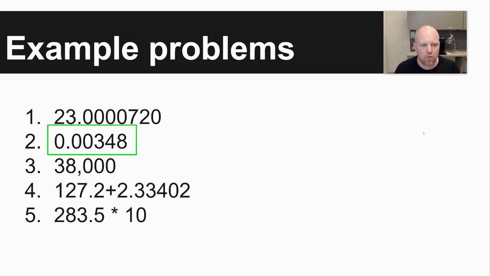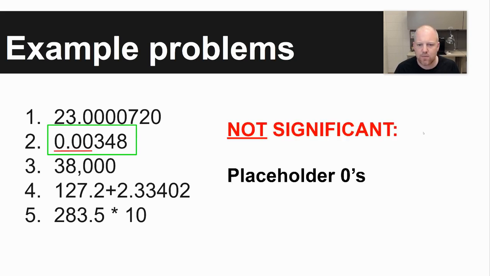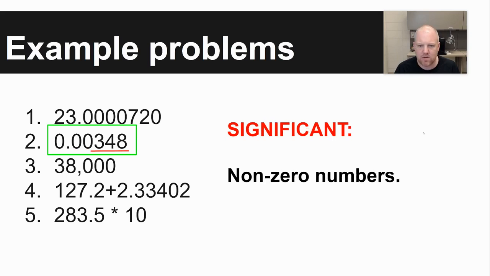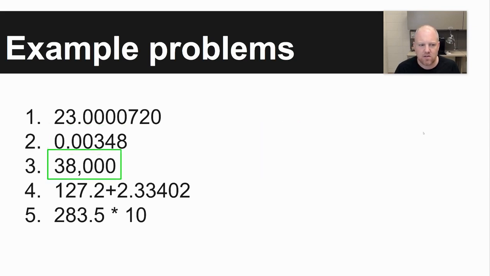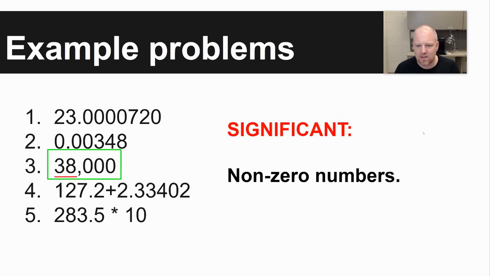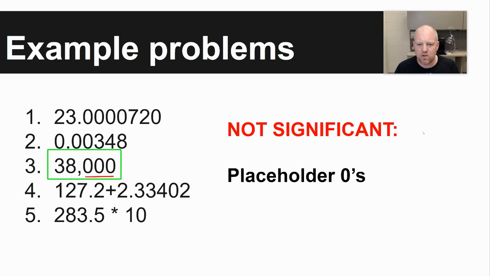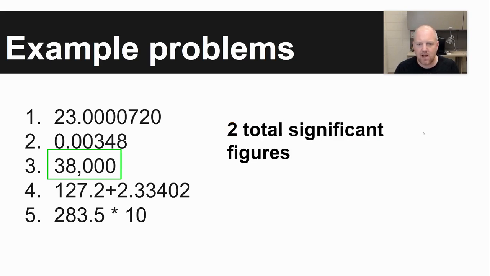Problem number 2, you have 0.00348. The first 3 numbers are not significant. They're just placeholder zeros. If I were to write this number out in scientific notation, it would be 3.48 times 10 to the negative third power. The 3, 4, and 8 are significant because they're non-zeros. And so you have a total of 3 significant figures. 38,000 is our third example. The 3 and the 8 are significant because they're non-zeros. The 0, 0, 0, they're just there because they're placeholders. So there are 2 total significant figures.